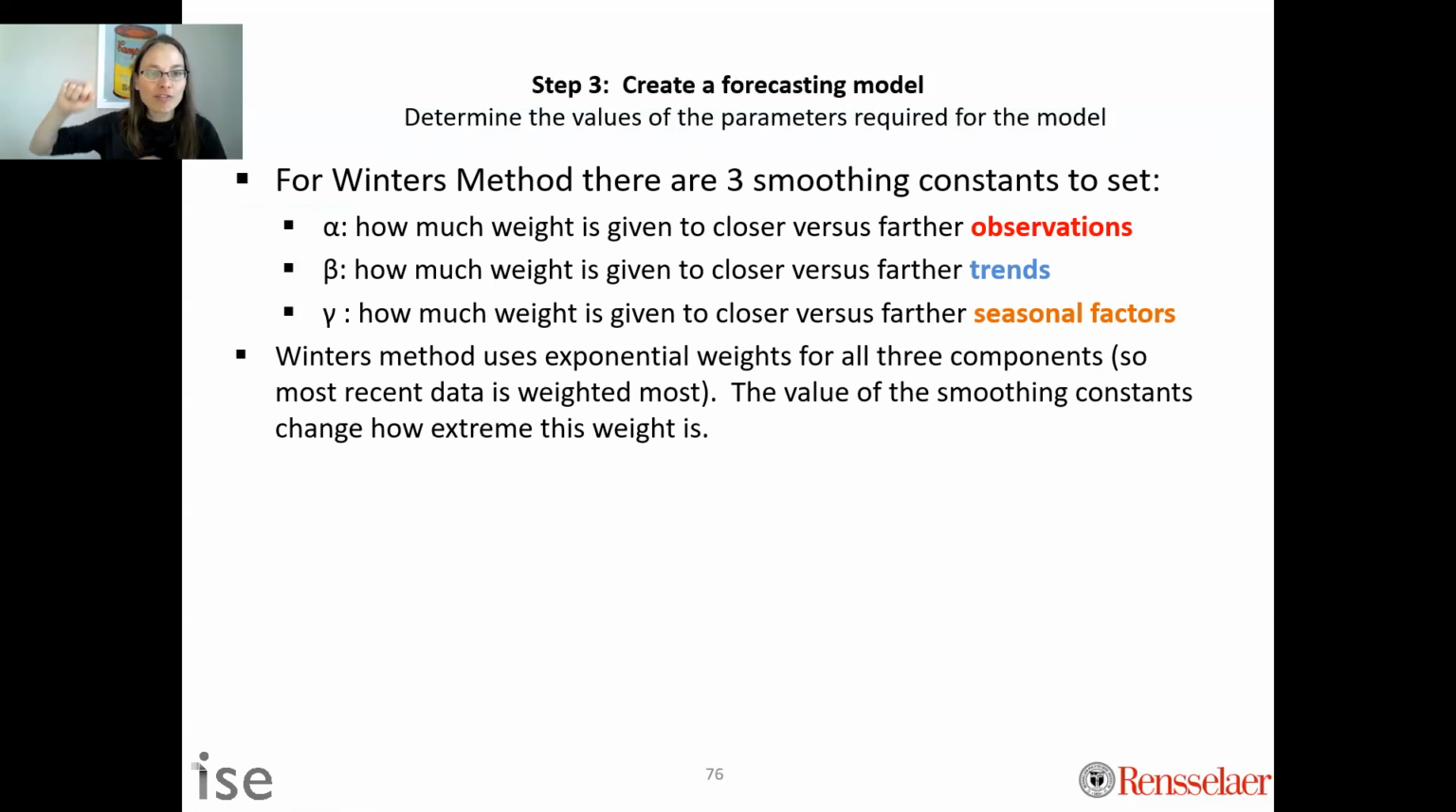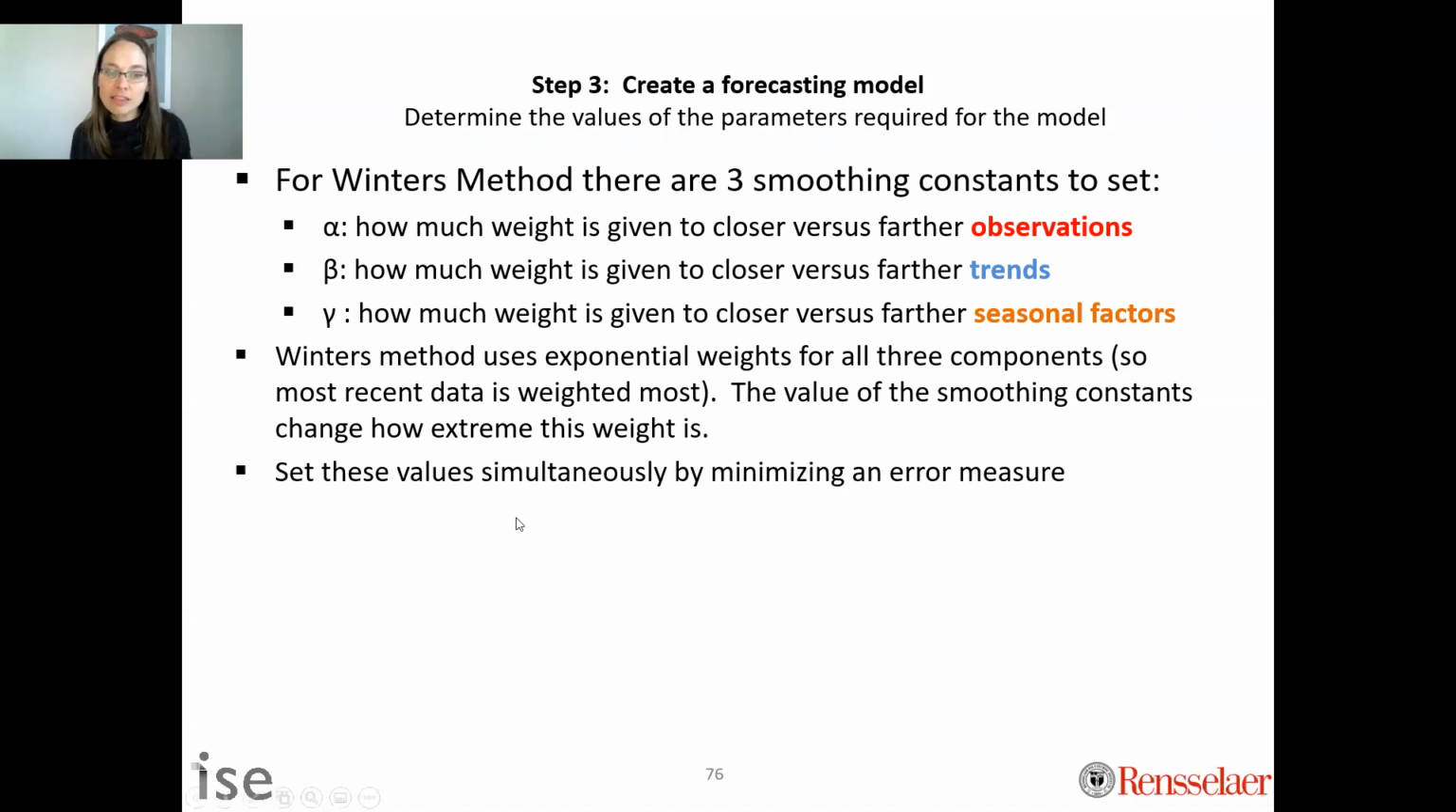However, if I change alpha, beta, and gamma, it changes how extreme this weight is. Is it really extreme and then falls really flat, or is it more of a gradual exponential curve? That's what alpha, beta, and gamma are doing, but they're doing it for all these separate components. And so how would you set them? You would set them simultaneously by minimizing some error measure.